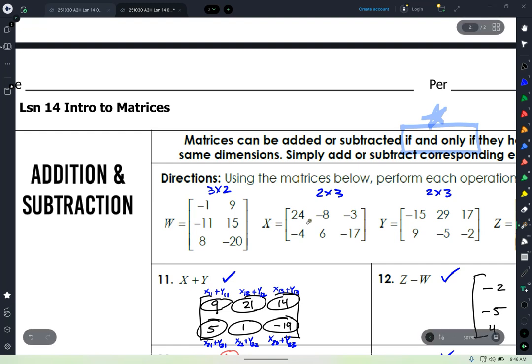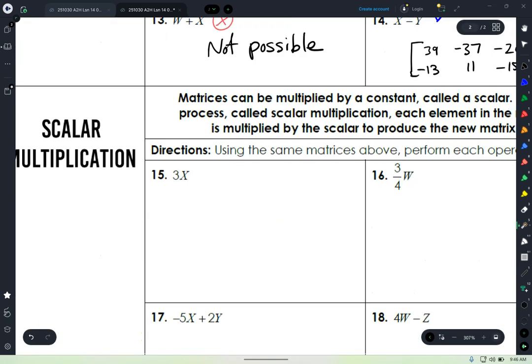What that means is you're going to take each element in the matrix and scale it up by 3. So you're going to take each element in matrix X and multiply them by 3 to come up with one answer. Now, question: what will be the dimensions of the answer to problem number 15? It's a 2 by 3, right? You're just taking a 2 by 3 and multiplying each of the elements by 3. So it's not changing the rows or columns. You're just changing the values inside.